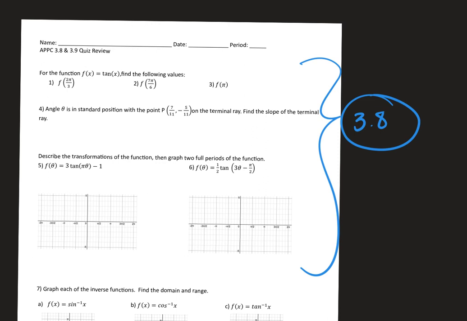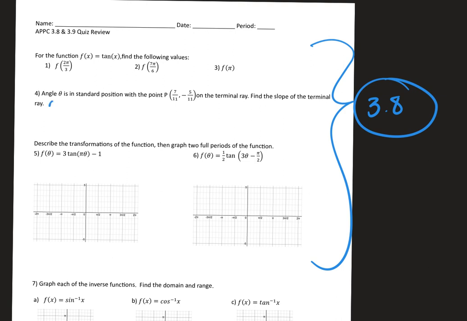For 4, it's giving you the coordinate point at the terminal ray, and it says to find the slope of the terminal ray. That's the same thing as the tangent. Slope of the terminal ray is the same thing as the tangent. So we do y over x here. Again, that should be a relatively easy question.